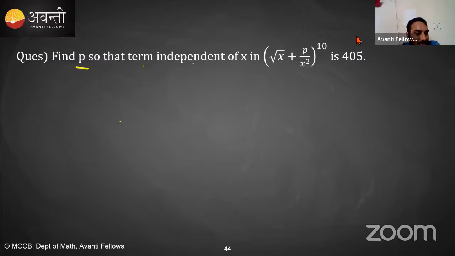What is the answer, students? Find p so that the term independent of x in this expansion is 405. First of all, you have to find which term is independent of x. After that, finding that term, equate that term to 405. You will get the answer for p. Clear? So everybody start solving it. Let me know the answer quickly in the chat box.